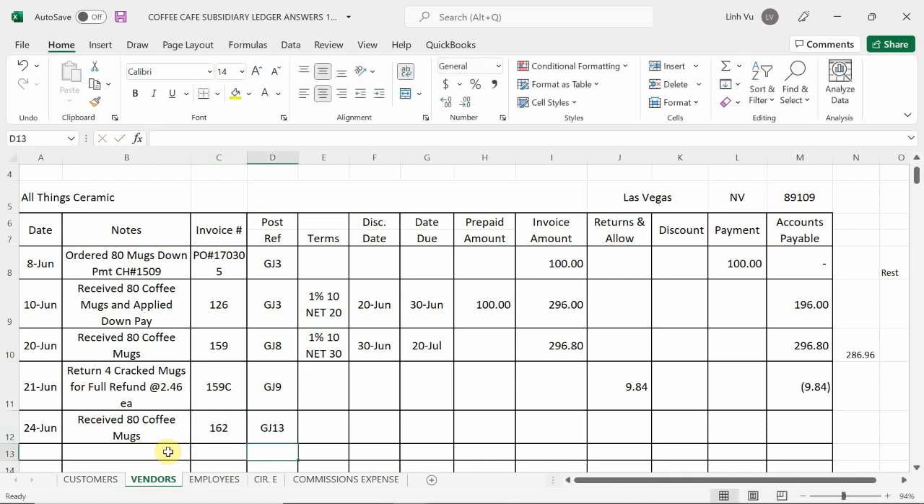$162, general 13, terms, 1% 10 net 30. So that means what is going to be my discount due date? Fourth of July. Very good. And then when is the actual bill due? July 24th. Okay. And how much was the bill amount for? $298.40.